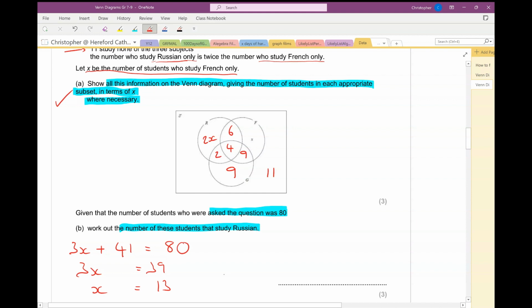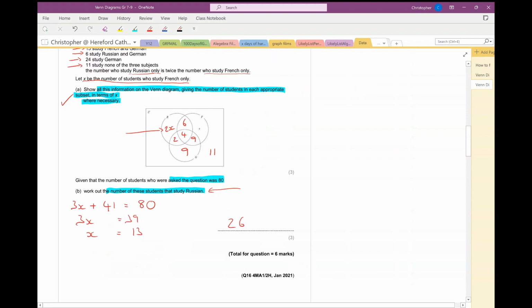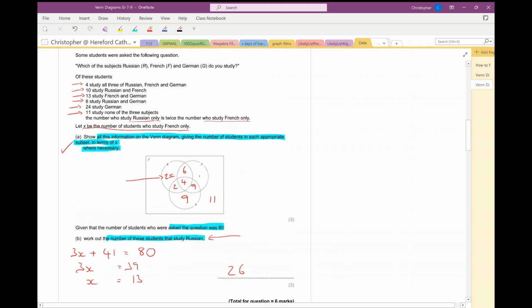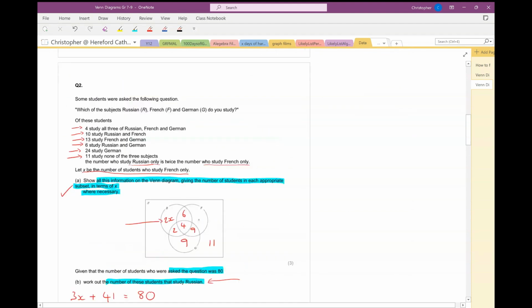Now be careful. What does the question ask me? Work out the number of these students who study Russian. Well, it was 2x that study Russian. So the number who study Russian must be 26. And that is the end of that question for 6 marks.